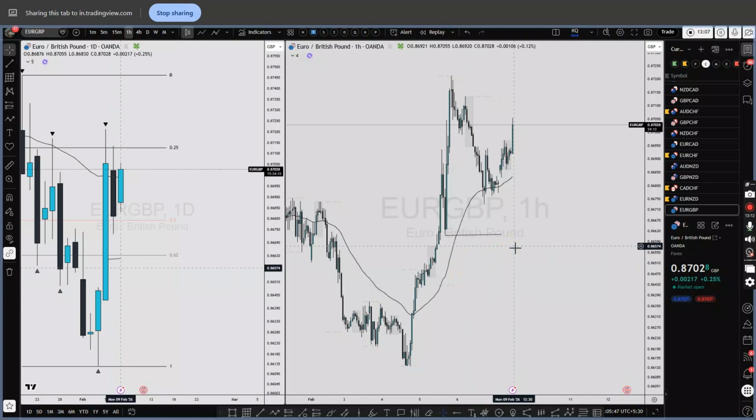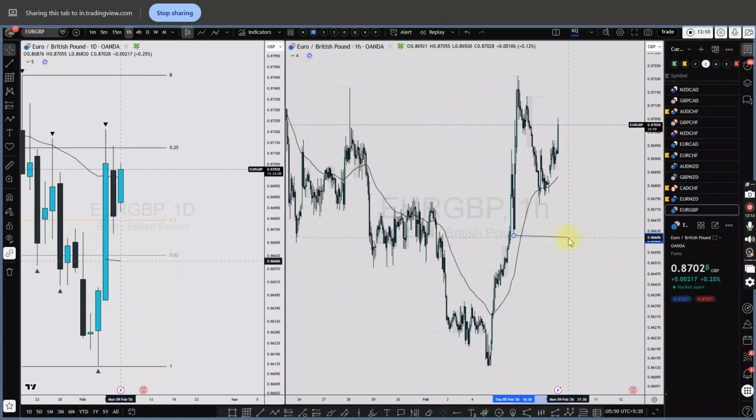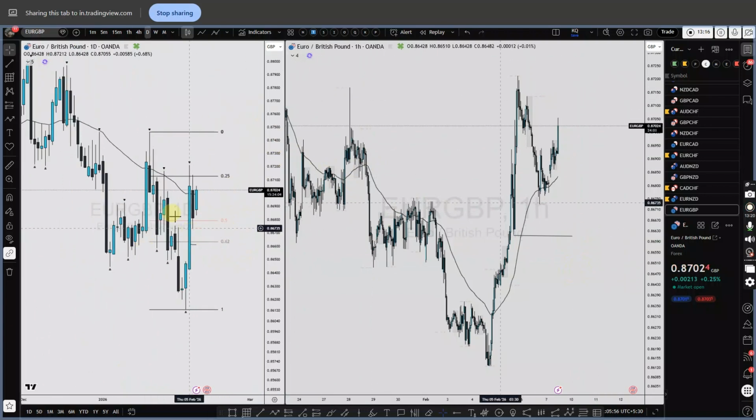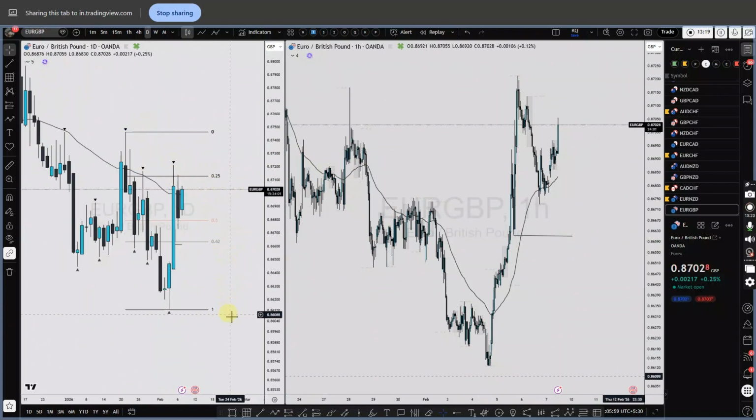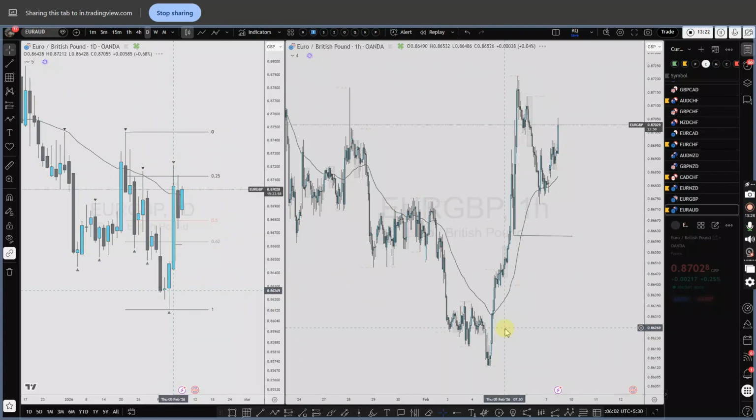Euro GBP, I'm skipping this one for now. I'm waiting for this breakout structure, and then we're going to get some setups. Right now, if we zoom out to the daily time frame, we are at a premium market, and we're looking for shorts.